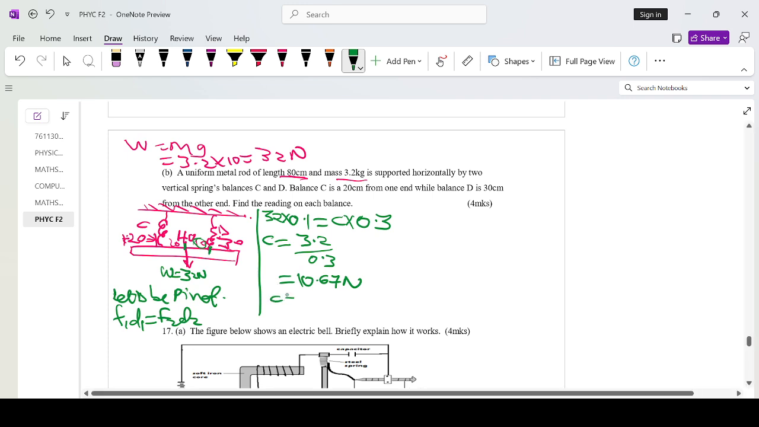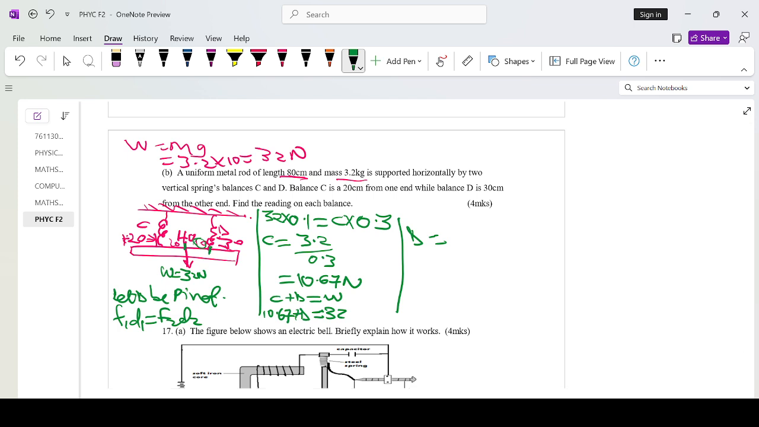So C plus D should be equal to the weight. So that is 10.67 plus D equals 32. So what will be my D? 32 minus 10.67. I'm getting 19.3 newtons. I'm sorry for taking that time.